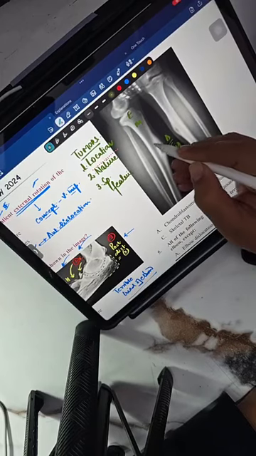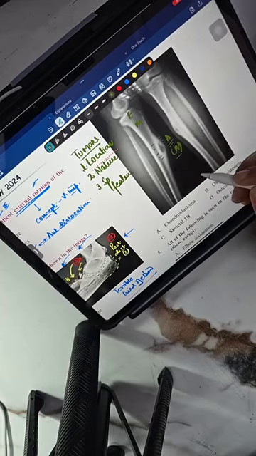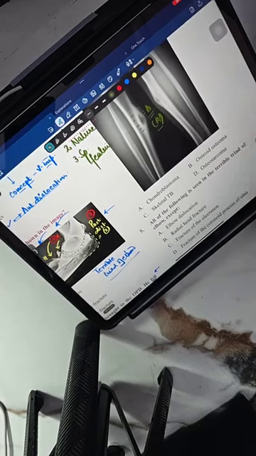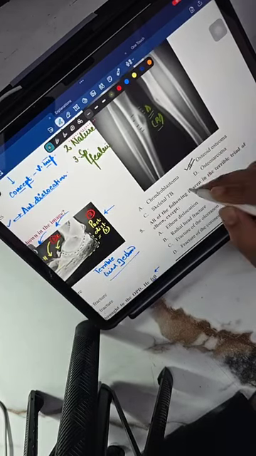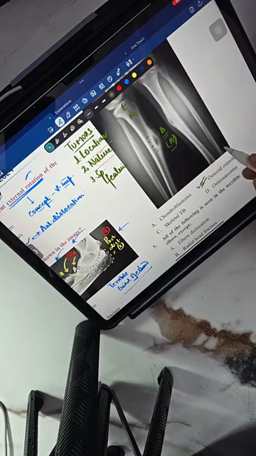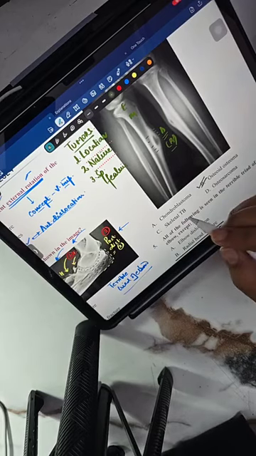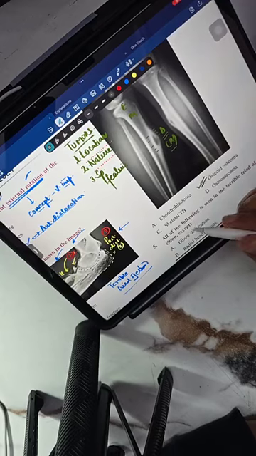And what is the special feature? This whiteness all around. You can see this whiteness all around, right? So sclerosis around a lesion is a feature of what? Only one, that is your osteoid osteoma, right? Pain relieved by aspirin. So it cannot be tuberculosis. Had it been tuberculosis, you would have seen other involvement of the bones. We know tuberculosis most often involves the vertebra.